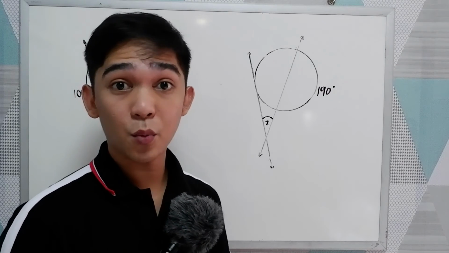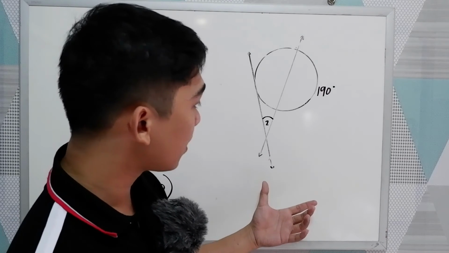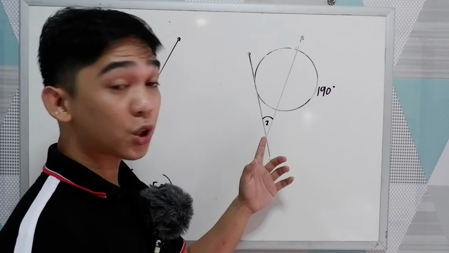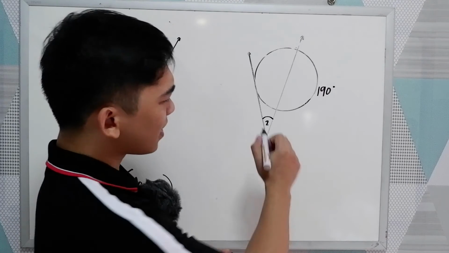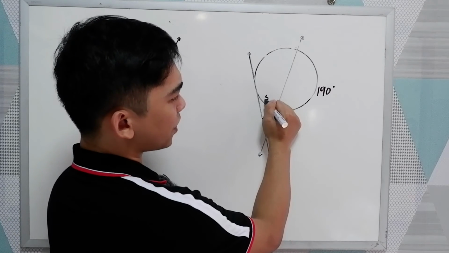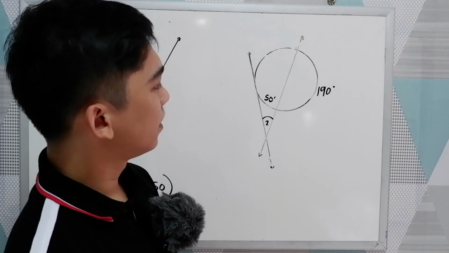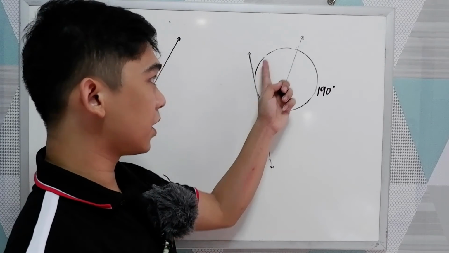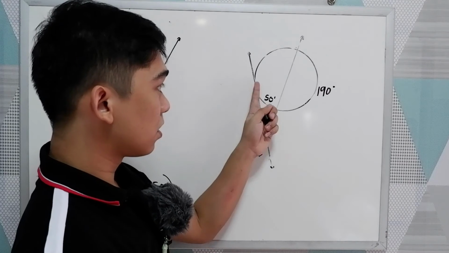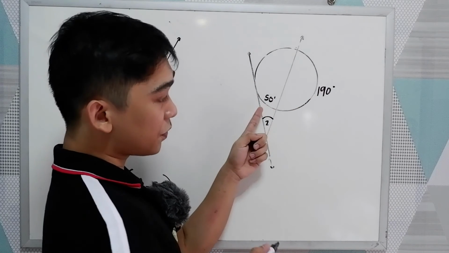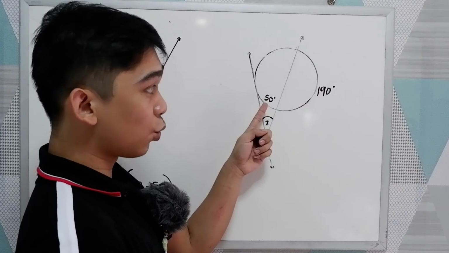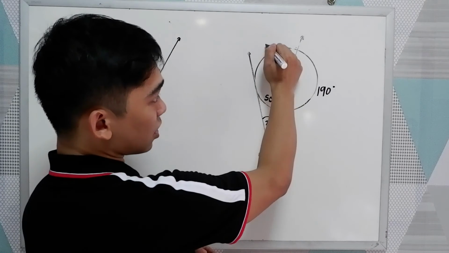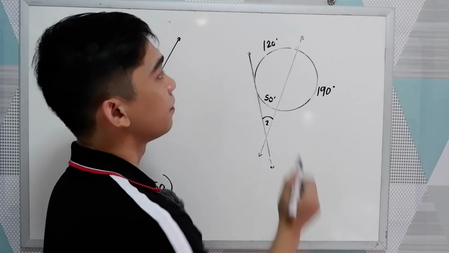Now let us proceed to our second problem. We're going to find the measure of angle 2. So let's say this is 50 degrees. First, find the measure of the intercepted arcs. So we have 190 and 50, that will give us 240. So this is 120 degrees.